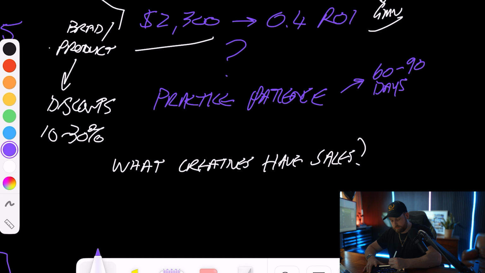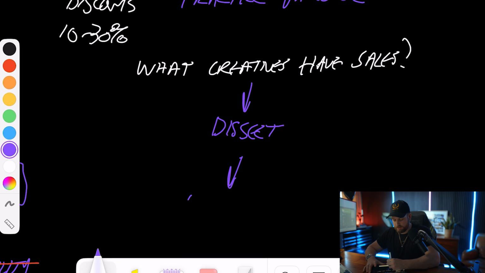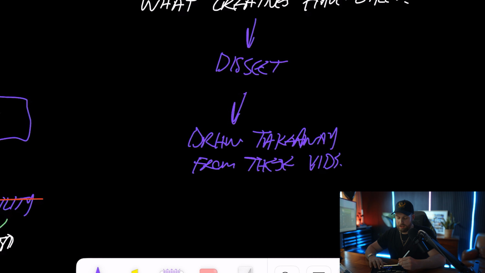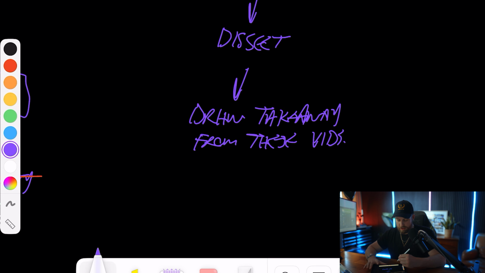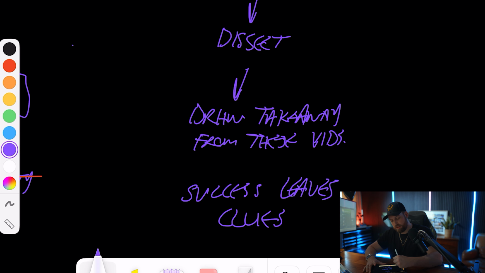I would then dissect and draw conclusions or takeaways from these videos. Because more than likely, you're at a stage where you do not have proven structures and frameworks behind your creatives that are generating you sales. But again, remember that success leaves clues. And if we have sales on previous products and previous creative, we need to dissect them.